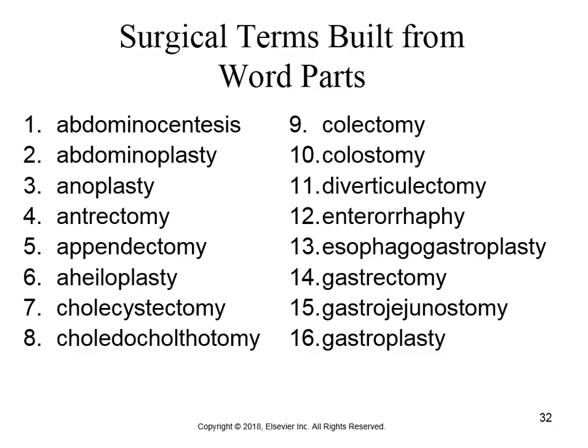If we're doing a surgical repair of something, we're going to have plasty. So we have abdominoplasty. You can also look at an esophagogastroplasty, or gastroplasty as well. Oh, sorry, I skipped one. Anoplasty is another one. Then you can do a lot of ectomies. So appendectomy is one.